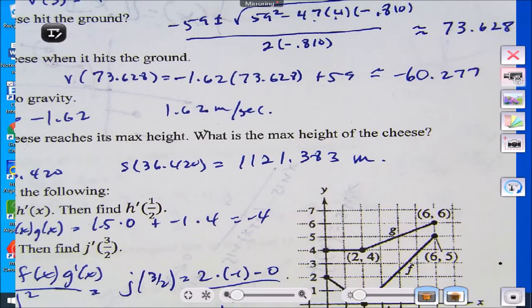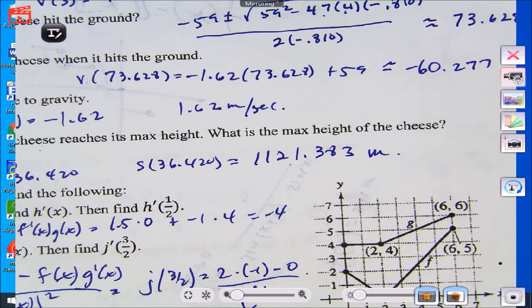So on the test, where you get a problem like this, that's probably the free response, like when did the basketball hit the ground? Or what's the velocity when it hit the ground? That's just light work. When did the cheese hit the ground? That's a bad problem. A piece of cheese is done.